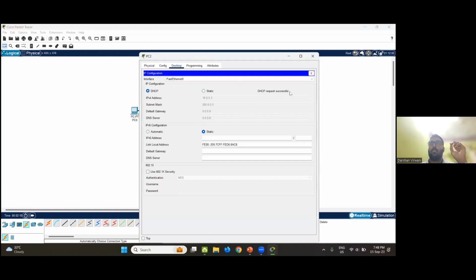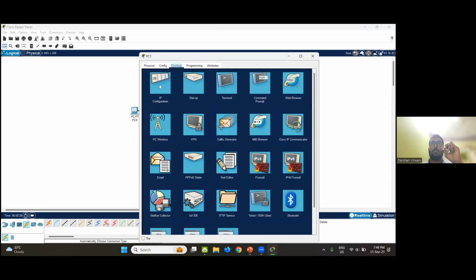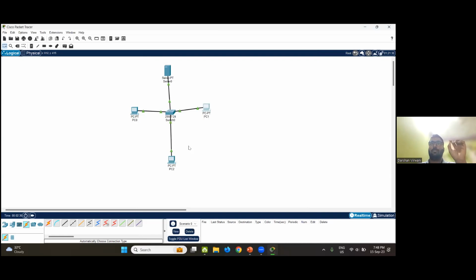DHCP. I will be requesting an IP address. The request is successful. Now on the other system, DHCP. As you can see now, all our systems have an IP address here.